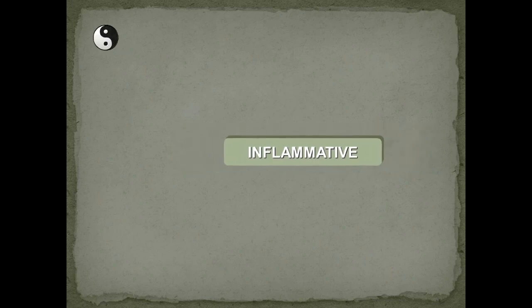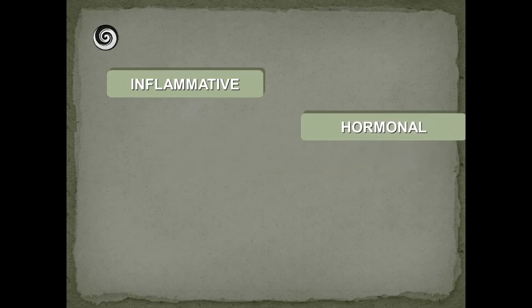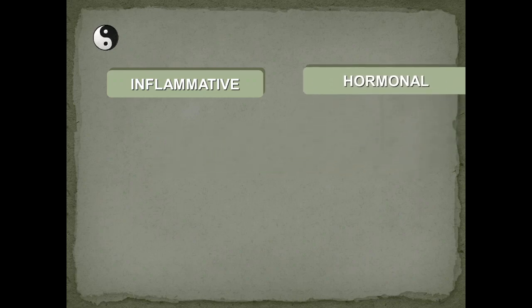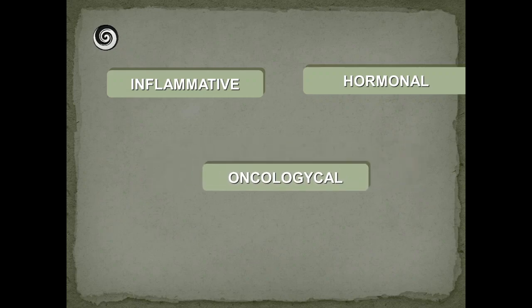All diseases of female genital tract could be divided into several groups. So, first of all, inflammative. The main pathological process here is inflammation. The second one is hormonal. It means disturbance or disbalance in hormonal level. And finally, oncological.